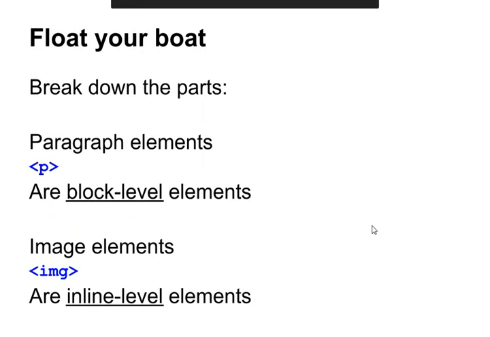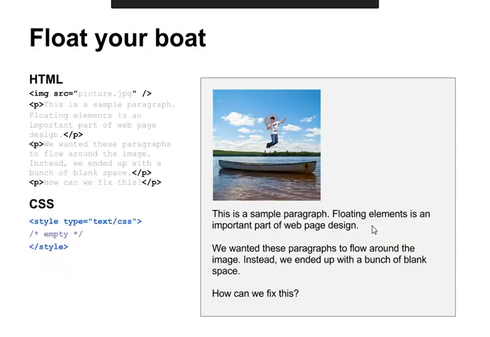Now we're going to introduce a new thing in this example too. This is a new concept about CSS. There's basically two types of elements in HTML. If we look at our code, we have two right here. We have an image element and a paragraph element. Those are the only two we're using in this example.